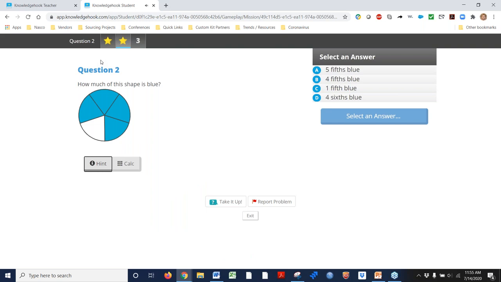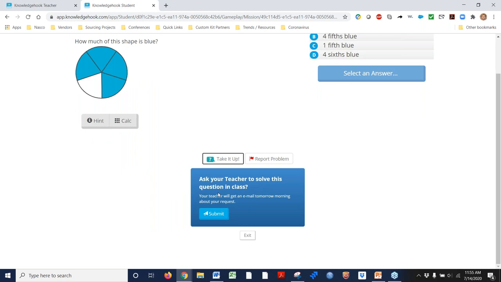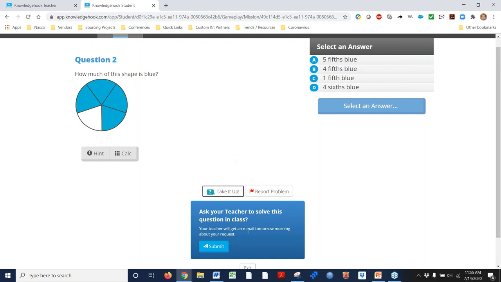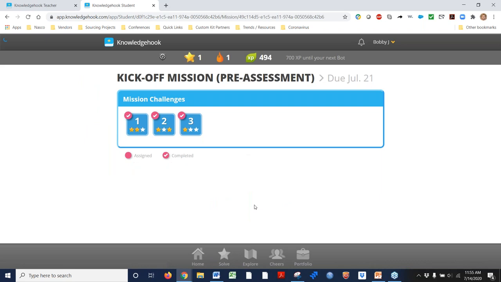There's calculators, and then there's also Take It Up. This allows you to ask the teacher, hey, I'm really having trouble with this. Can we answer this as a class, this specifically? It gets students to really take ownership of their learning to be able to work through this answer. So if you want to exit, you can go back out.